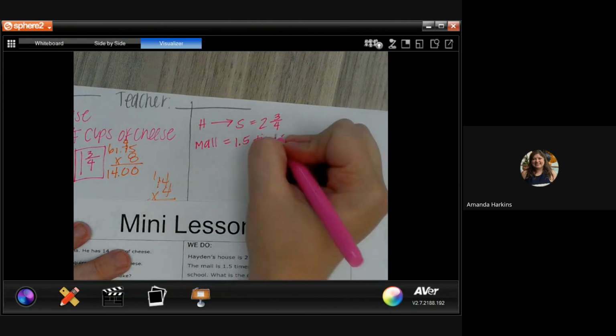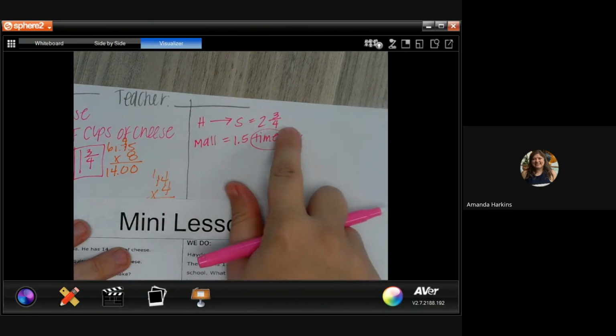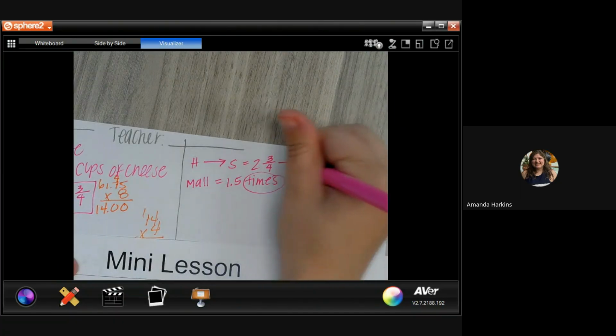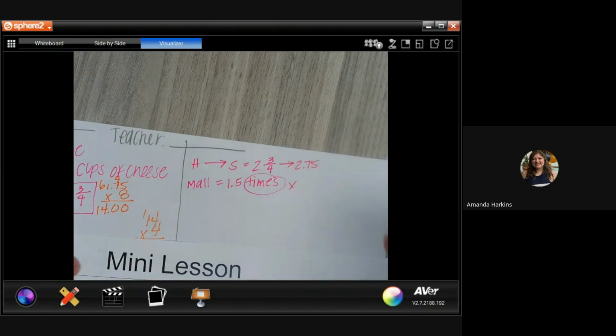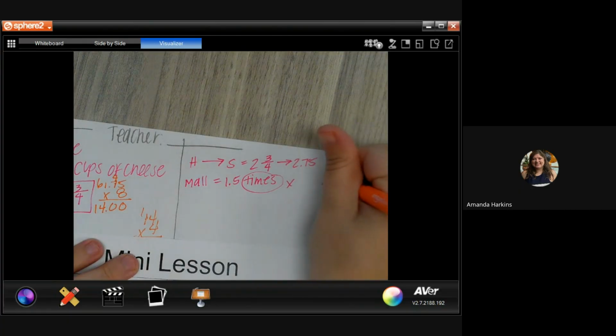Okay, remember, what operation is times? I'm going to be multiplying. What is 2 3/4 as a decimal? 2.75. So I can go ahead and solve. I can do 2.75 times 1.5.